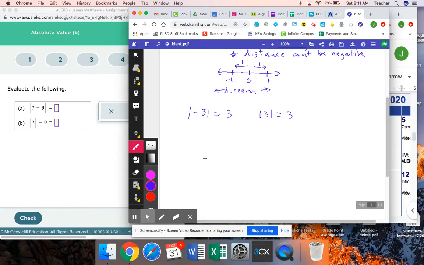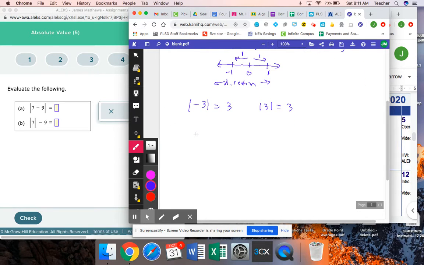Now, I'm saying it like that because you might have a problem that says, say, negative the absolute value of 3. Now, I know the absolute value of 3 is 3, but the negative is not a part of that, so I can't forget about it. The answer to this would be -3.